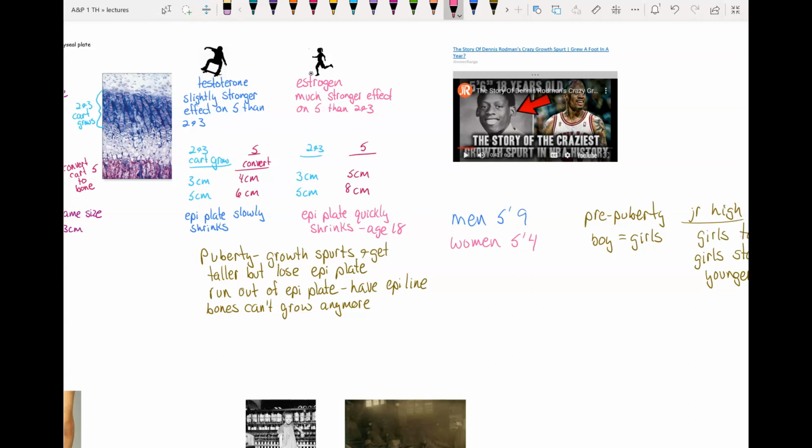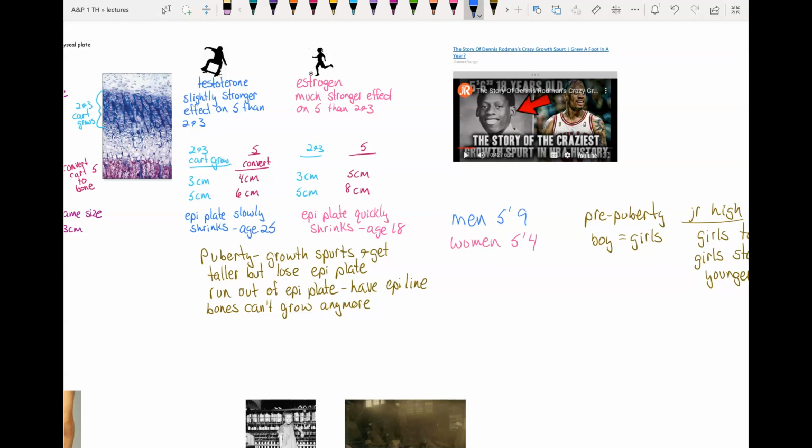There's always exceptions. These are just in general. But in general, most girls are done growing by age 16. It's very rare to have a girl grow after the age of 18. Because in boys, that plate shrinks slowly, they can have more years of growing in puberty. For boys, they can still grow up to age 25.